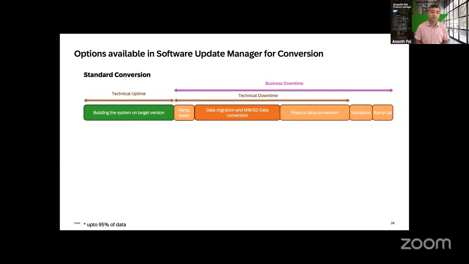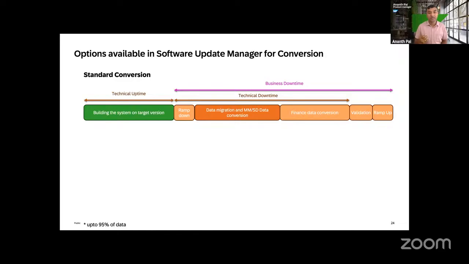Now, at the start of the ramp down, that is where your business downtime starts. So that is where your system is unavailable for your business users. Now, as soon as the technical downtime starts, there are major things that are happening in the system itself.